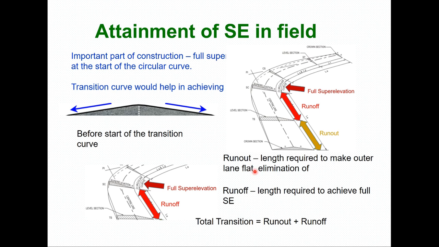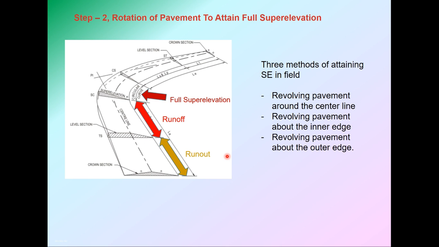Now runout distance is the length required to make the outer lane flat, and runoff distance is the length required to achieve full superelevation. And this is called the total transition length, runout distance plus runoff distance. It is explained in this figure. As I told you, before the start of the circular curve, there should be full superelevation available. Step 2 is to provide superelevation, and this can be done in three methods: by revolving the pavement around the center line, or about the inner edge, or about the outer edge. Each of these methods has some positive and negative points.